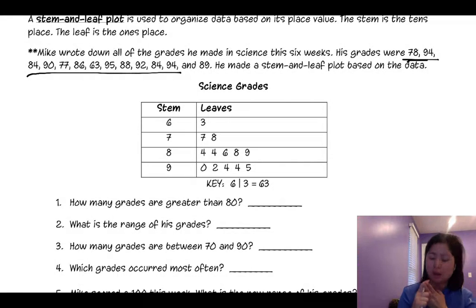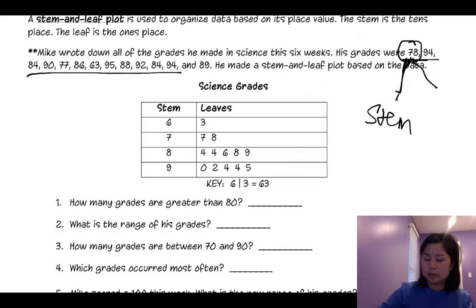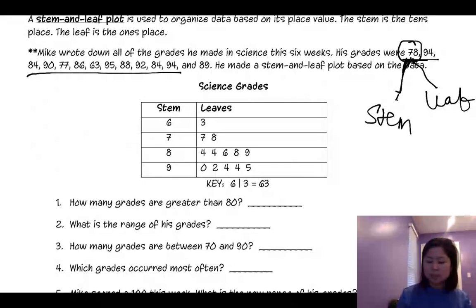All right. So for this one, we're gonna plot the data. So the stem is the tens, and the leaf is the ones place. So for the first one, if you look at 78, the number 7 will be the stem. And the second value is going to be the ones place, which is the leaf. Okay, so that's how I would set it up. So based on the list of numbers, to create this, I'm going to make a box and split it into two columns, stem and leaves.